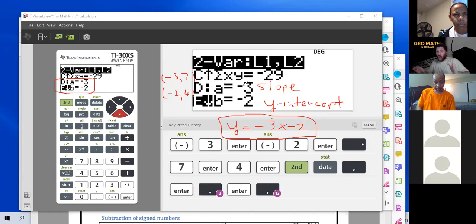So again, look what we did. All we did was type the numbers into the calculator. It calculated the slope. It calculated the y-intercept for us. All we have to do is be able to decipher the information it gives you. So right here, it gives you the slope and y-intercept. So that slope goes here. The y-intercept goes right here. Done. Guaranteed problem on your exam.